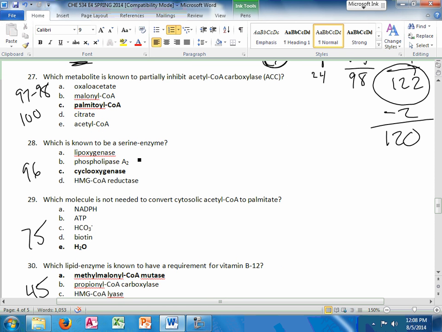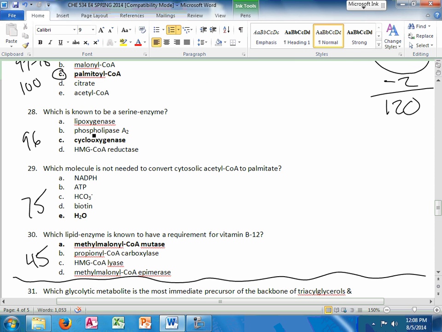Which metabolite is known to partially inhibit ACC? Palmitoyl-CoA. See that in all the regulation at the end. Serine enzyme is cyclooxygenase. You will find a way to ask about this in some way. Maybe what inhibits it? Aspirin.